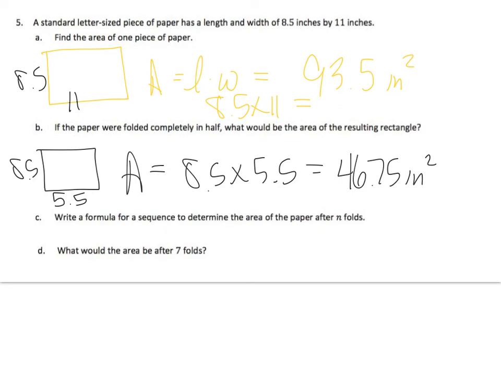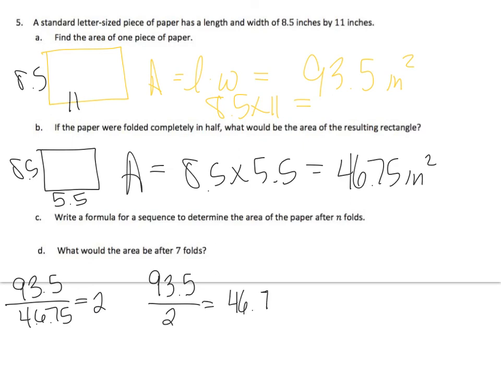Write a formula for the sequence to determine the area of the paper after n folds. So we need to divide by 2. Let's see. I don't quite have it yet, but we can work on it. If I take the first area and divide by the second area, I get 2. So 93.5 is the beginning. If I divide it by 2, I get the second area. So I'd like to try to work with this pattern.